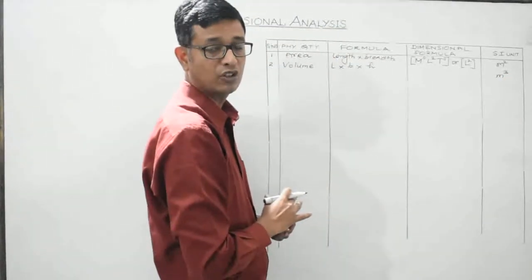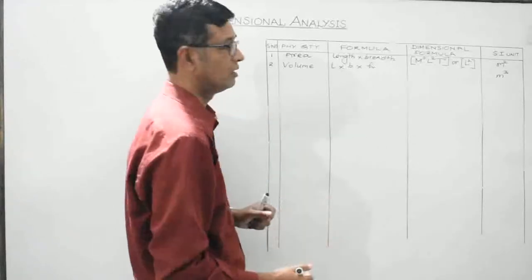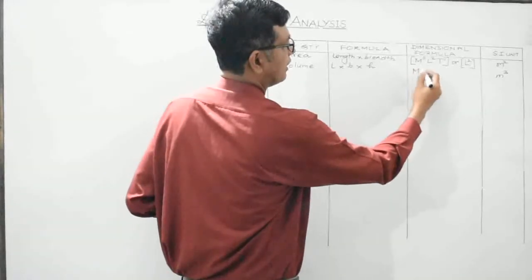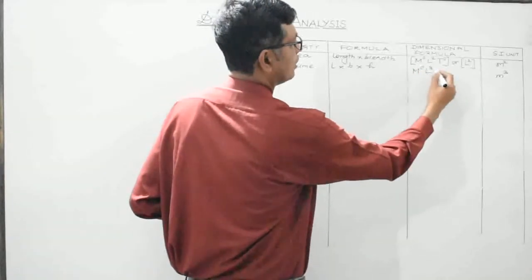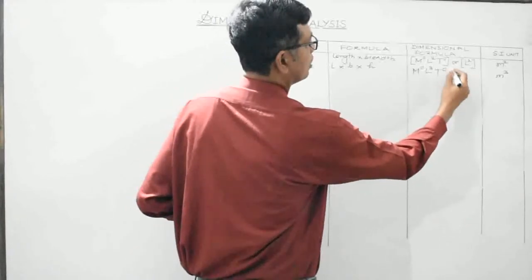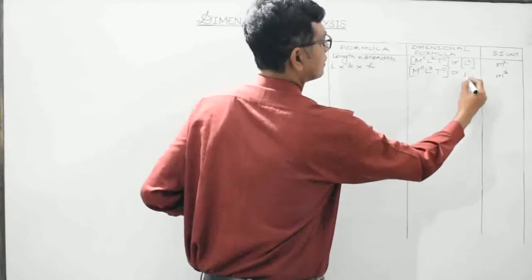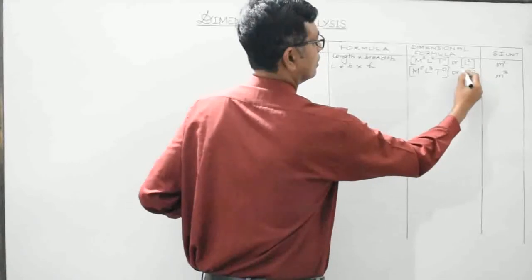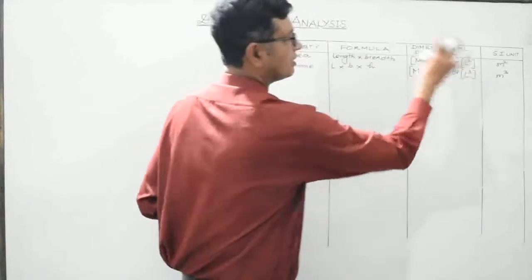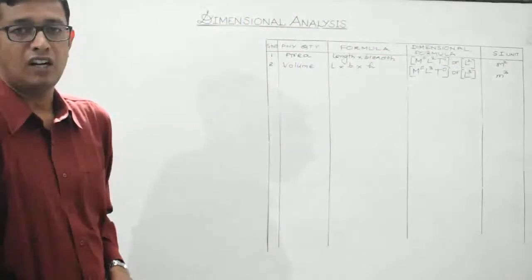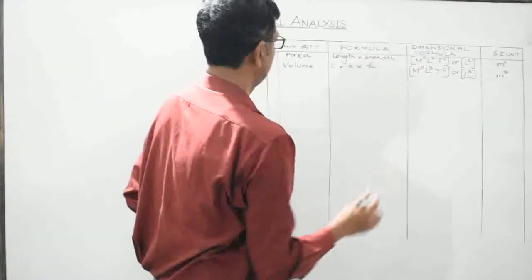And the dimensions of volume in length is 3. So it can be written as M^0 L^3 T^0, or it may be written as L^3. So the dimensions of volume in length is 3. Understood now? We have started with a very, very basic thing.